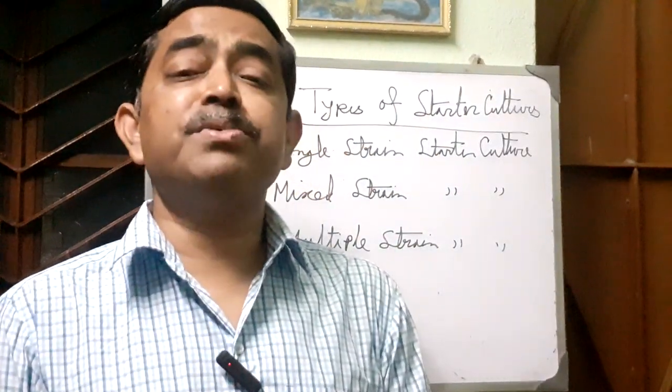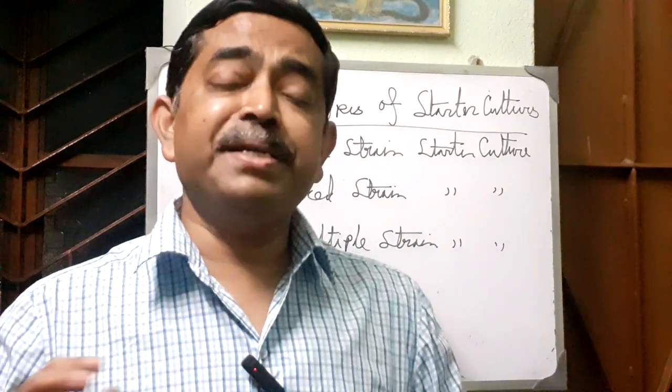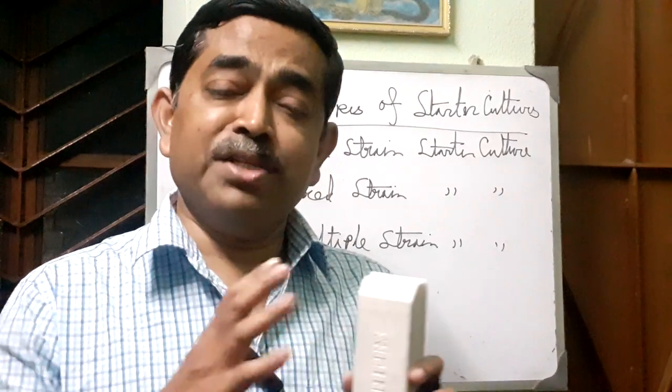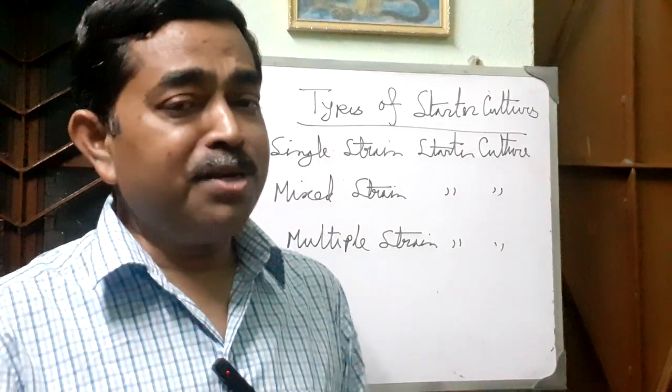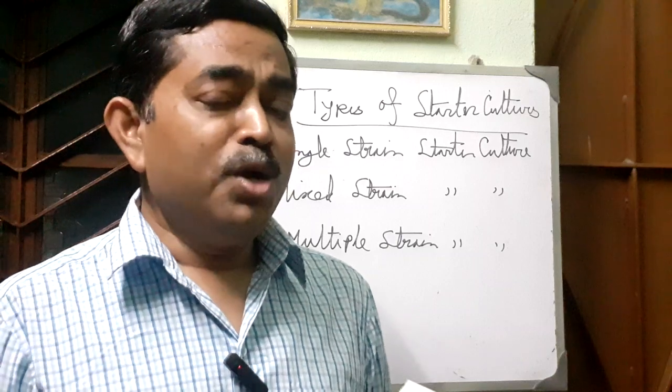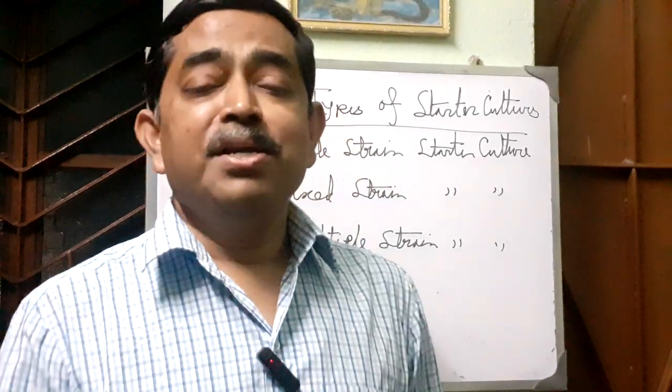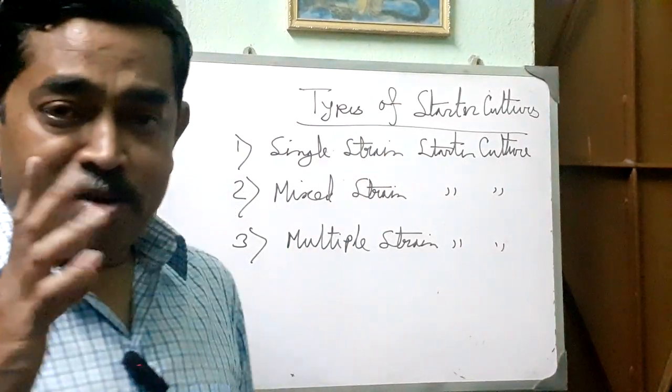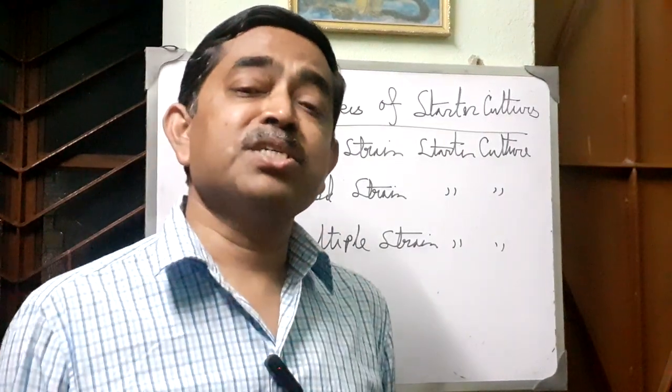Now we try to understand the meaning of the single strain starter culture. A single strain starter culture means only one type of bacteria is present in the starter culture for the fermentation process, like Lactococcus lactis or Lactococcus cremoris. They are very susceptible to fungal attack, because no other strain of microorganism is present. So if the single starter culture is attacked by fungi, then your complete fermentation process will stop. This is a big disadvantage of the single strain starter culture.